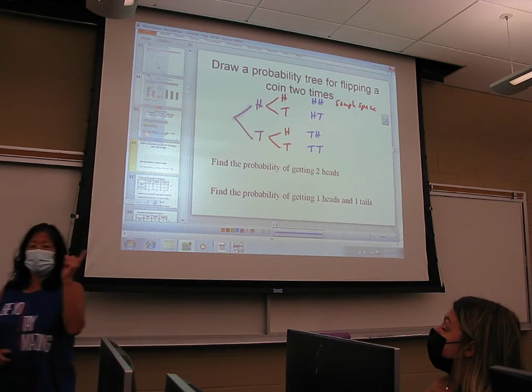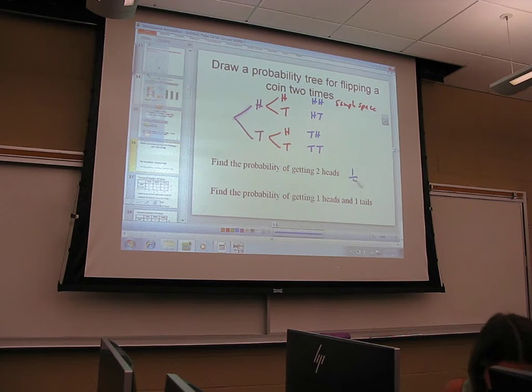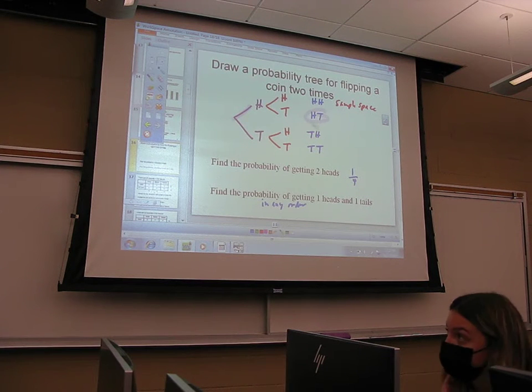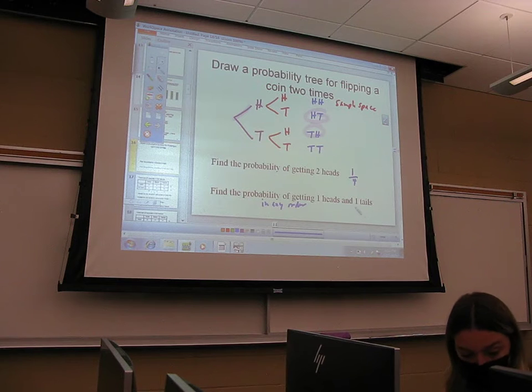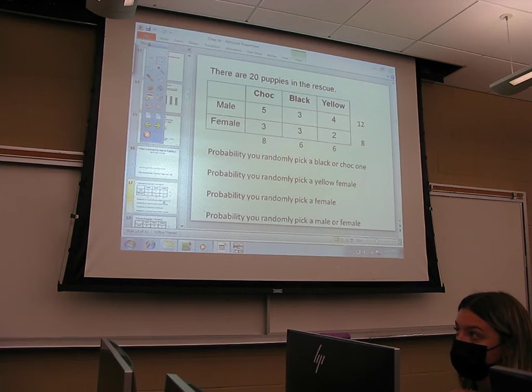Now, what's the probability of getting 2 heads? One out of how many? 4. Great. How about the probability of getting 1 heads and 1 tails in any order? 50%. Yep, I got this guy and I got that guy. So 2 out of 4. Everybody good? Great. All right, moving on.